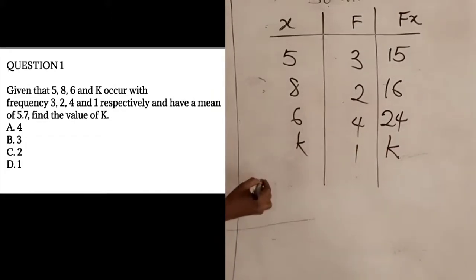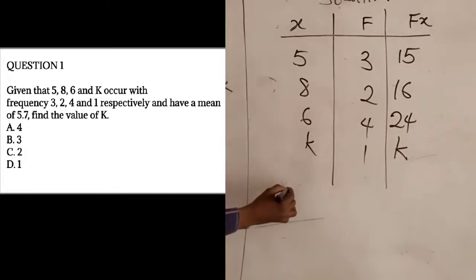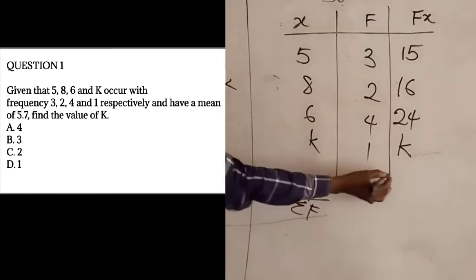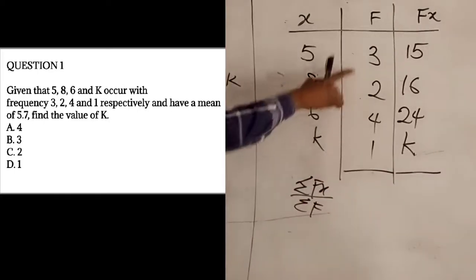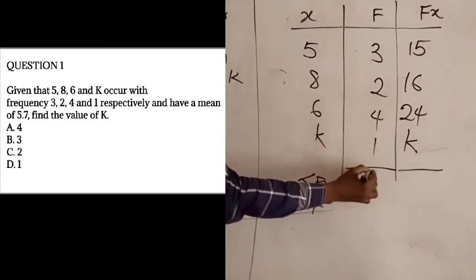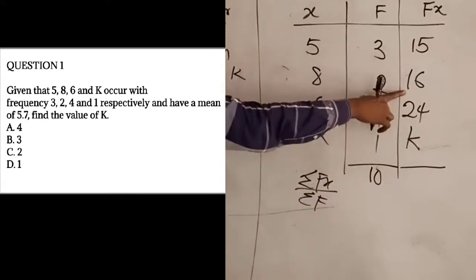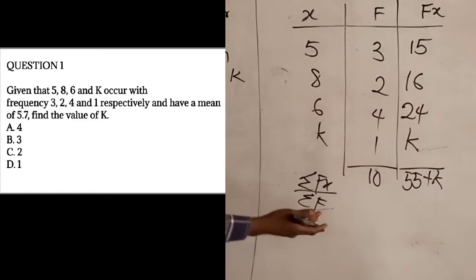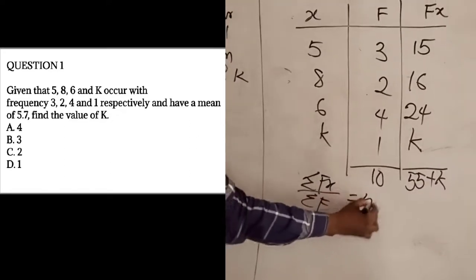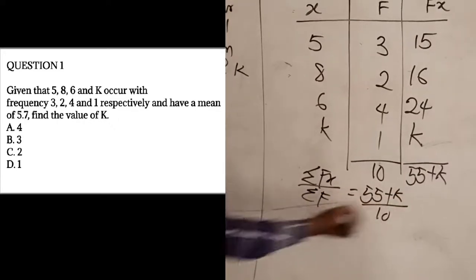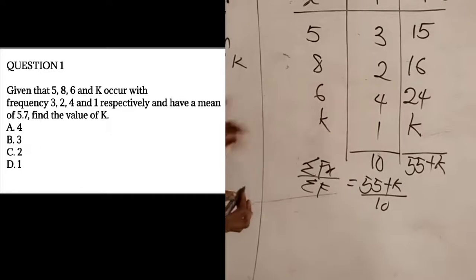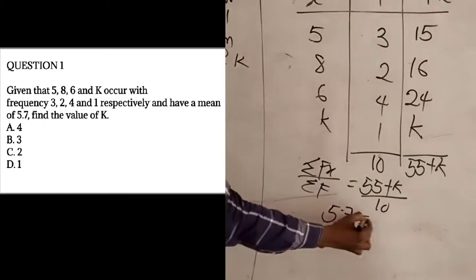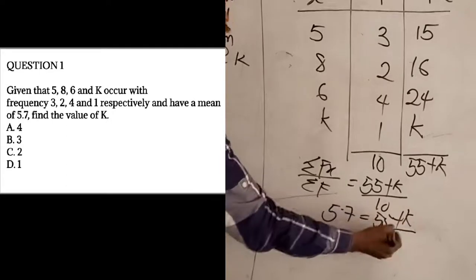But recall that the mean of a group data is given as sigma fx over sigma f. So we are going to find the summation of f. We also find the summation of fx. If you add up 3 plus 2 plus 4 plus 1, it will give us 10. Now if you add up 15 plus 16 plus 24 plus k, it will give us 55 plus k. So given this formula as fx over f, we have 55 plus k all over 10. Are you following, class? Given from the question, you can see that the mean has been given already as 5.7. So 5.7 equals 55 plus k all over 10.